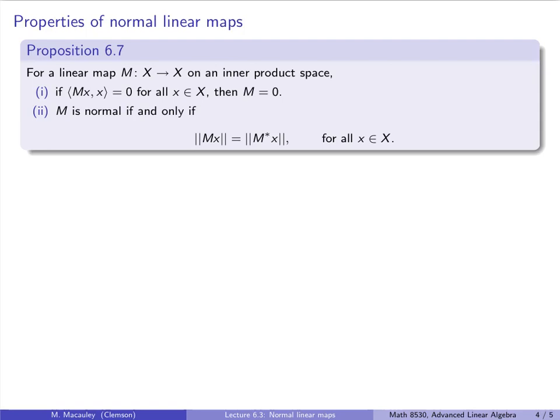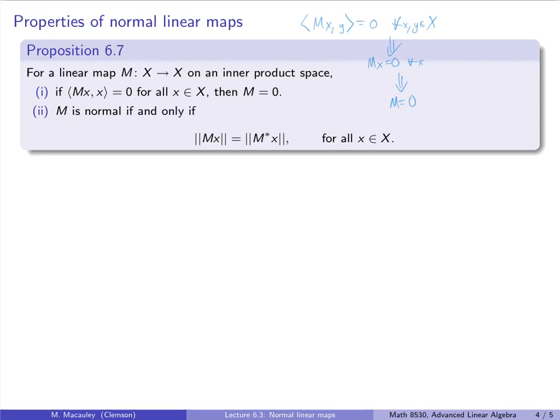So here's proposition 6.7. The first part is more just a lemma that we're going to need for the second part, and it holds for all linear maps. If M is a linear map, then we certainly know that if the inner product of Mx and y is equal to 0 for all x and for all y in X, then it must be true that Mx is equal to 0. And since this is true for all x, that means that M is the 0 map.